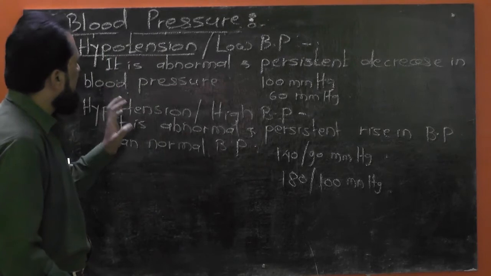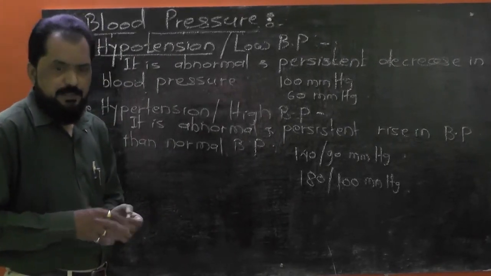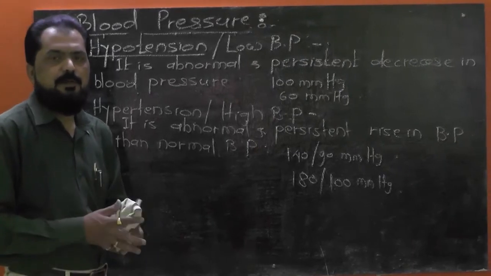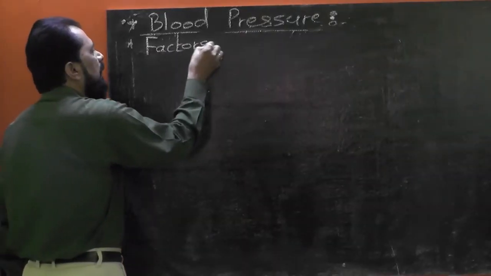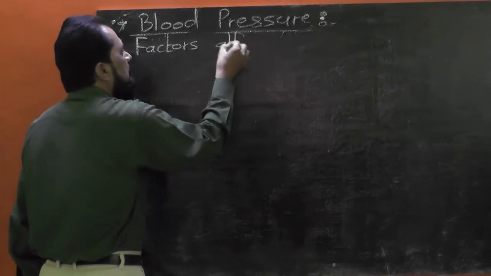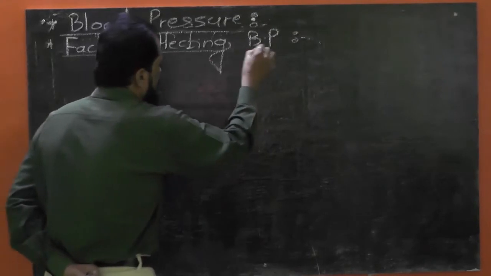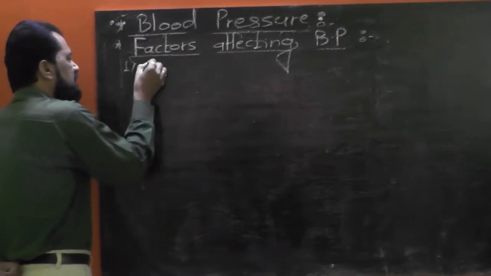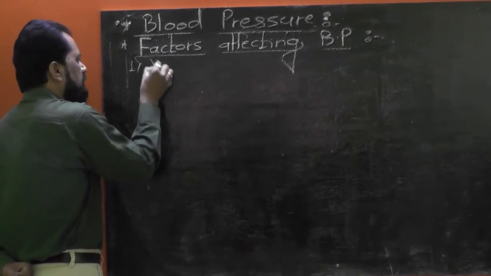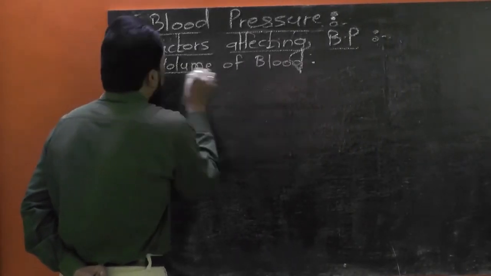Anyway, here we have discussed the two abnormalities of blood pressure. Now we have to discuss the different factors affecting BP. Factors affecting blood pressure. There are so many different factors which affect the blood pressure. First, volume of blood.